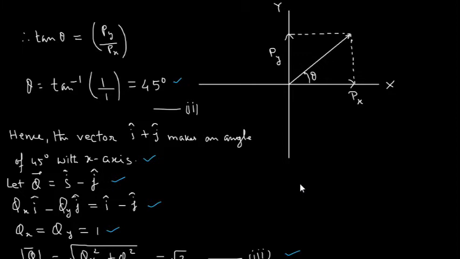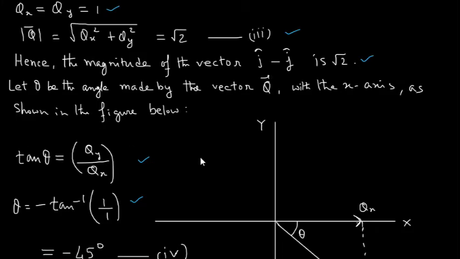Let q is equal to i minus j. qx i minus qy j is equal to i minus j, so qx is equal to qy is equal to 1. Now modulus of q is equal to under root qx square plus qy square, is equal to root 2. This is equation number 3. Hence the magnitude of the vector i minus j is root 2.